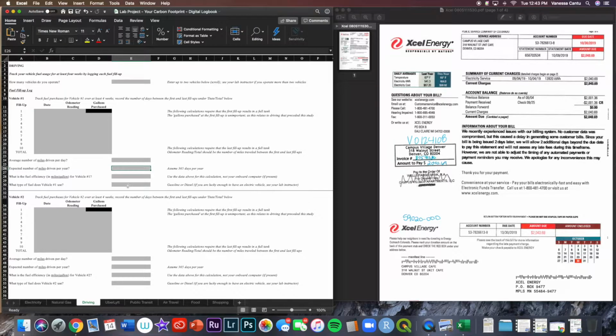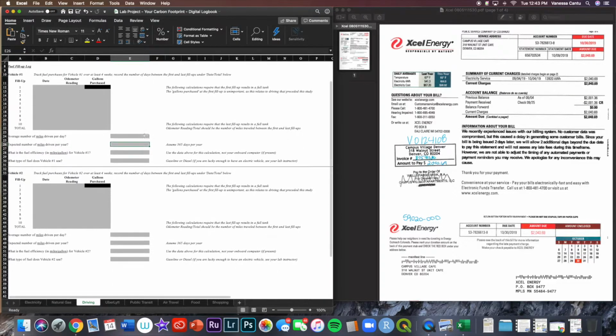Make sure when you do these calculations, you count how many days that you recorded it for. That's why we said at least 4 weeks, so 4 weeks would be 28 days, but it's up to you, however much you calculated. If you were only able to do it for a week because of the whole coronavirus, then that's fine, just do it for a week. And again, it'll be the same for vehicle 2.